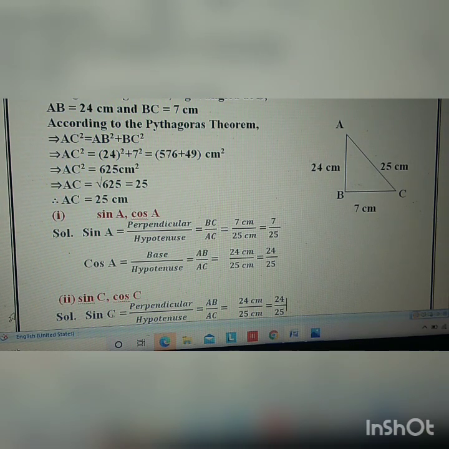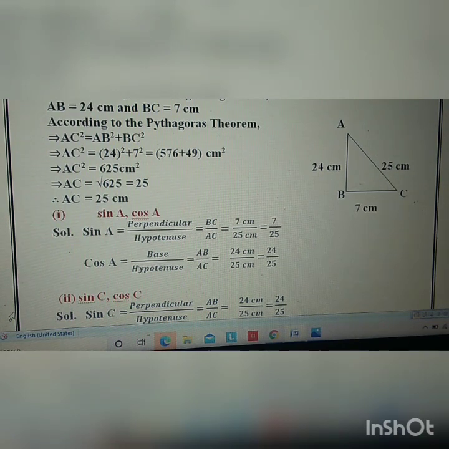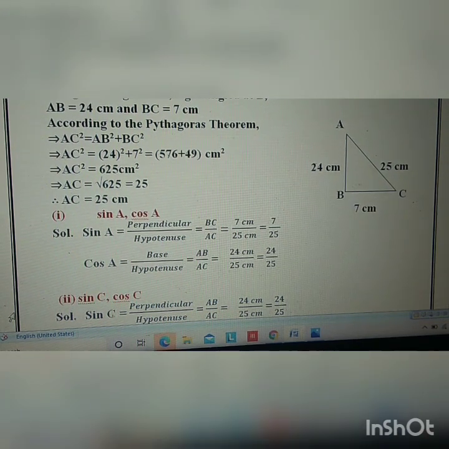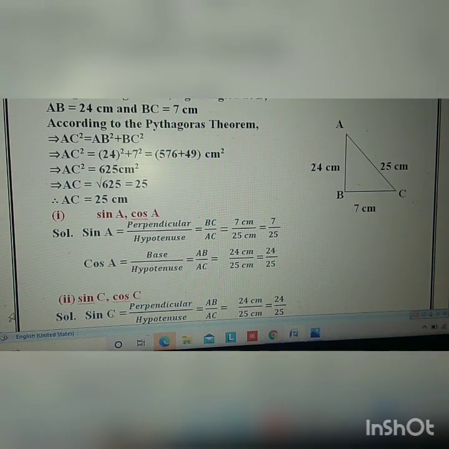In the same way, cos A is base upon hypotenuse, and the base of a triangle is the side adjoining the 90 degree angle and the given angle. So for cos A, the base is AB. AB is 24 and AC is 25, so it comes out to be 24 upon 25. That is, the value of cos A is 24 upon 25.